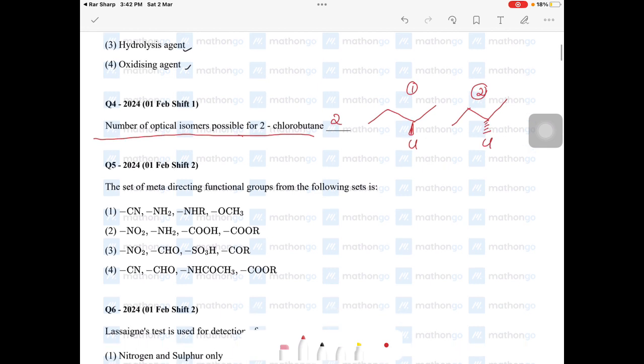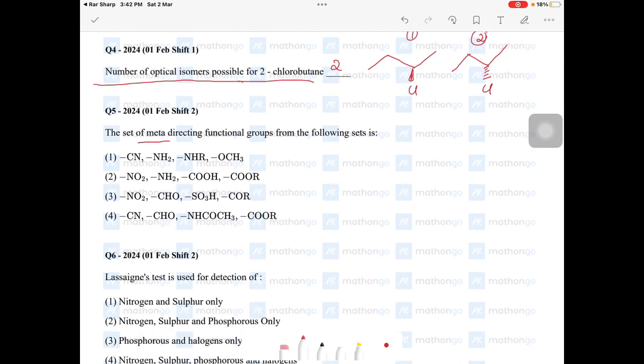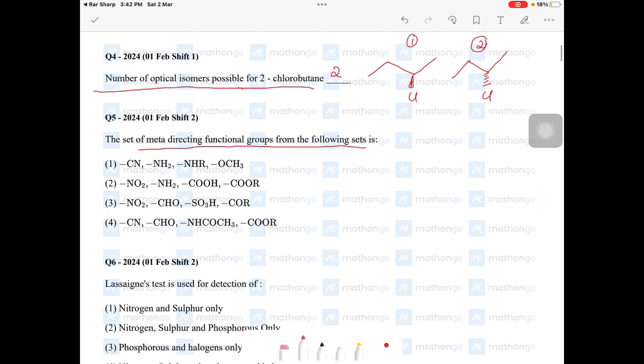Next, set of meta-directing functional groups from the following sets. Out of this, NO2, then CHO, then SO3H, then COR. That's why option 3 is correct.